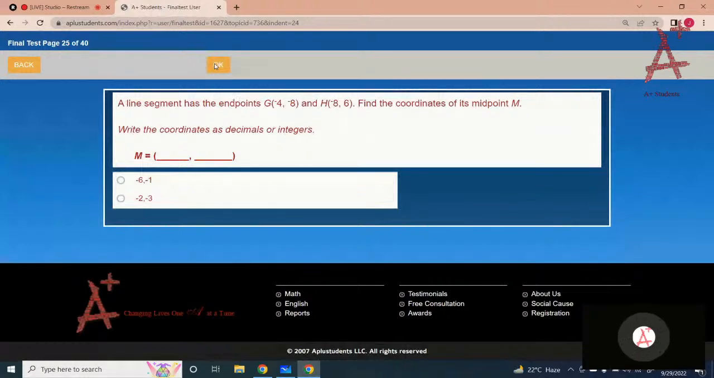Okay, a line segment has the endpoints -4 and -8, and H is -8 and 6. Find the coordinates of the midpoint. So use your notebook and pencil, find the midpoint, and let me know the answer. I'm waiting. Yes, very good. The answer is -2 and -6 and -1. The first option is the correct one. Got it?